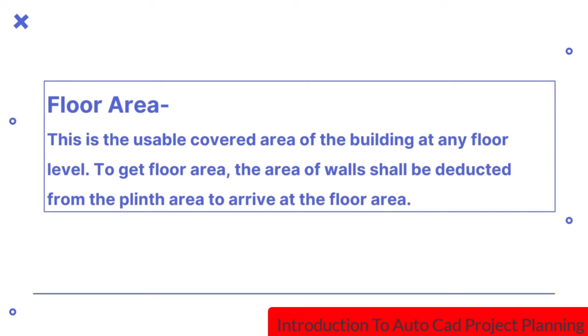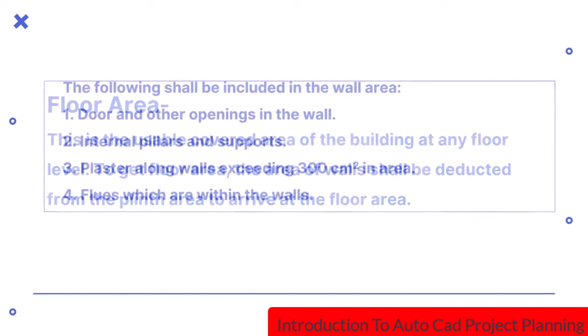Floor area is the usable covered area of the building at any floor level. To get floor area, the area of walls shall be deducted from the plinth area to arrive at the floor area.